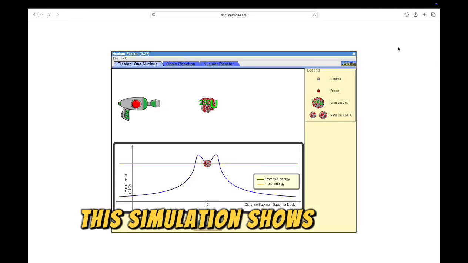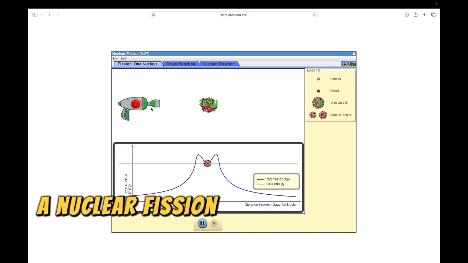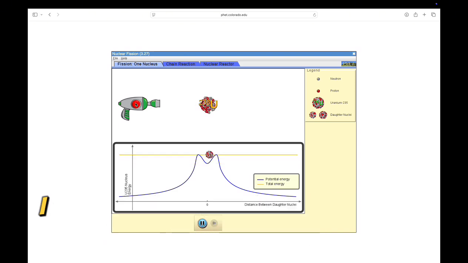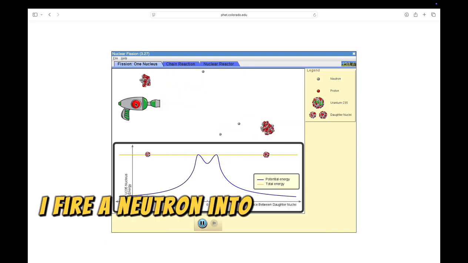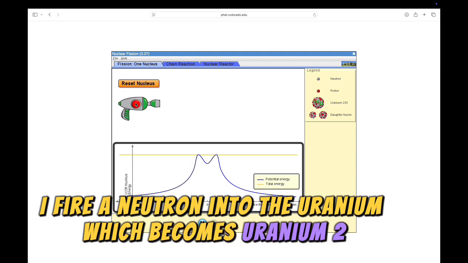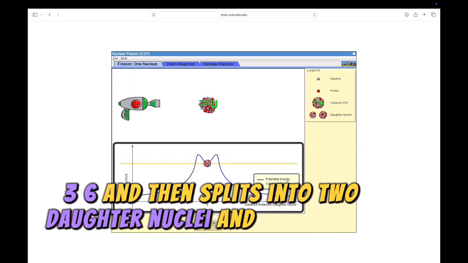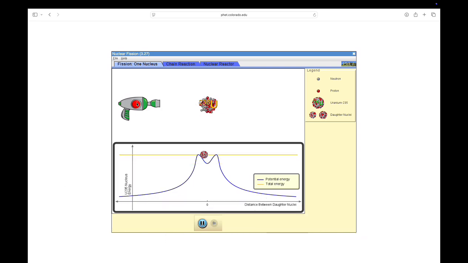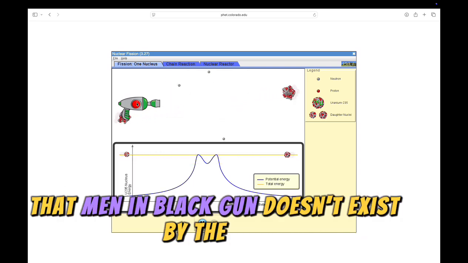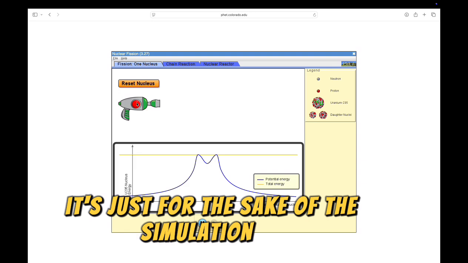This simulation shows a nuclear fission reaction. When I press the red button, I fire a neutron into the uranium, which becomes uranium-236, and then splits into 2 daughter nuclei and 3 more neutrons. That Men in Black gun doesn't exist, by the way. It's just for the sake of the simulation.